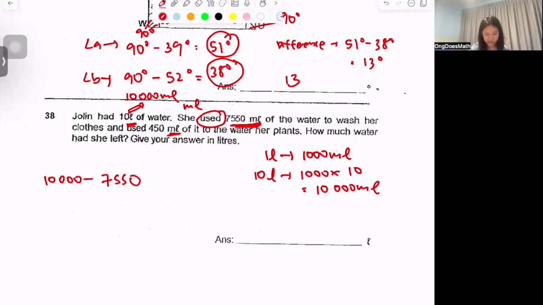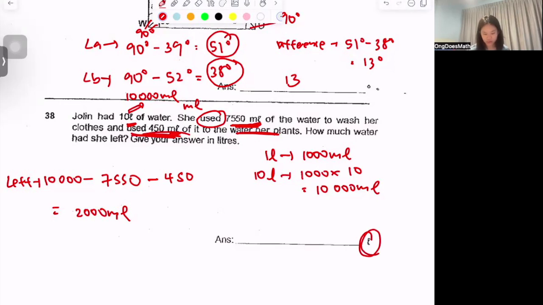And she used another 450 to water her plants. So now she has even less water. So when you have less, you minus. So this is what's left. So if you work this out by yourself, you get 2000 ml. So she's left with 2000 ml.